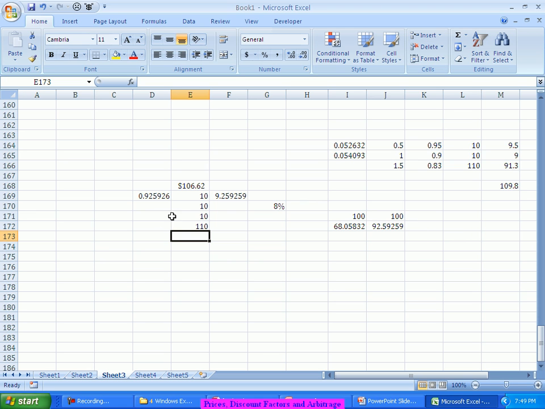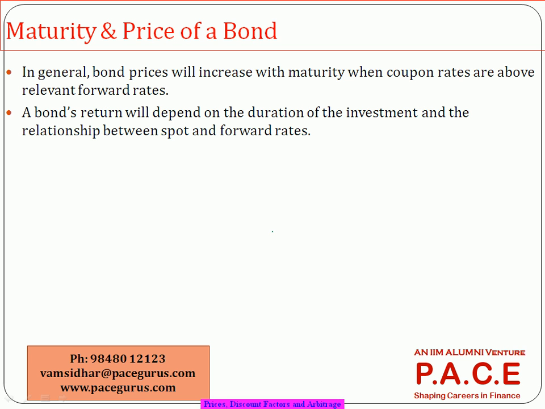And the same logic goes with the coupon. If the coupon becomes higher, you see 12, the premium on the bond has gone up drastically. So what you can typically see is that a higher coupon makes it a premium bond. As the coupon keeps increasing, the premium keeps increasing. As the coupon keeps decreasing, the premium comes down and it may even become a discount bond. So that is one. Two, maturity.